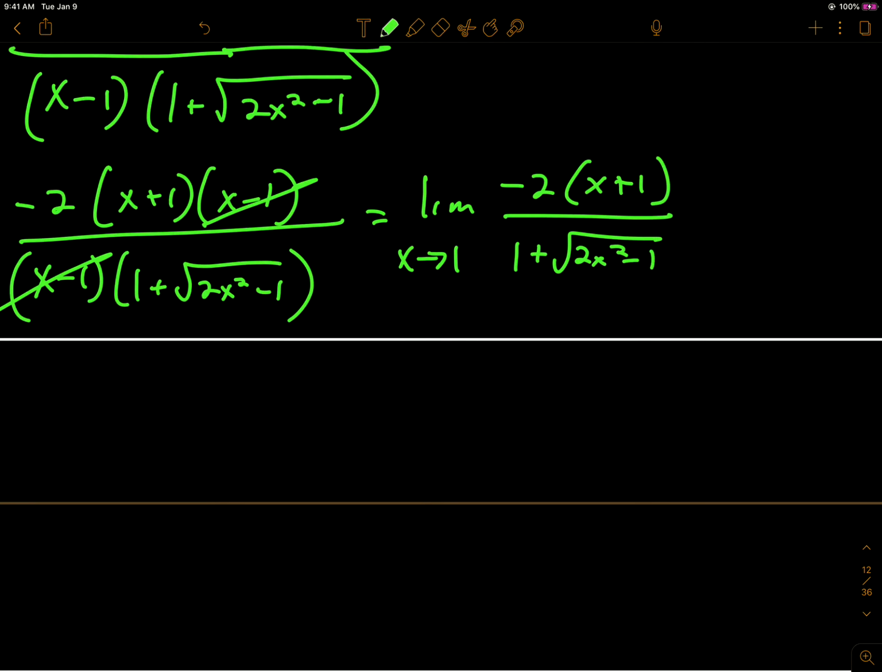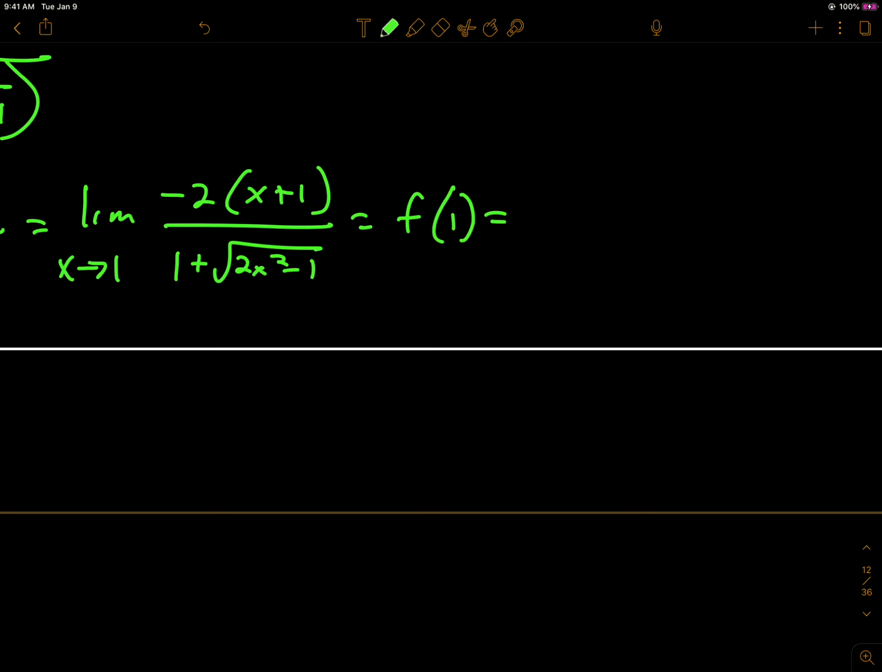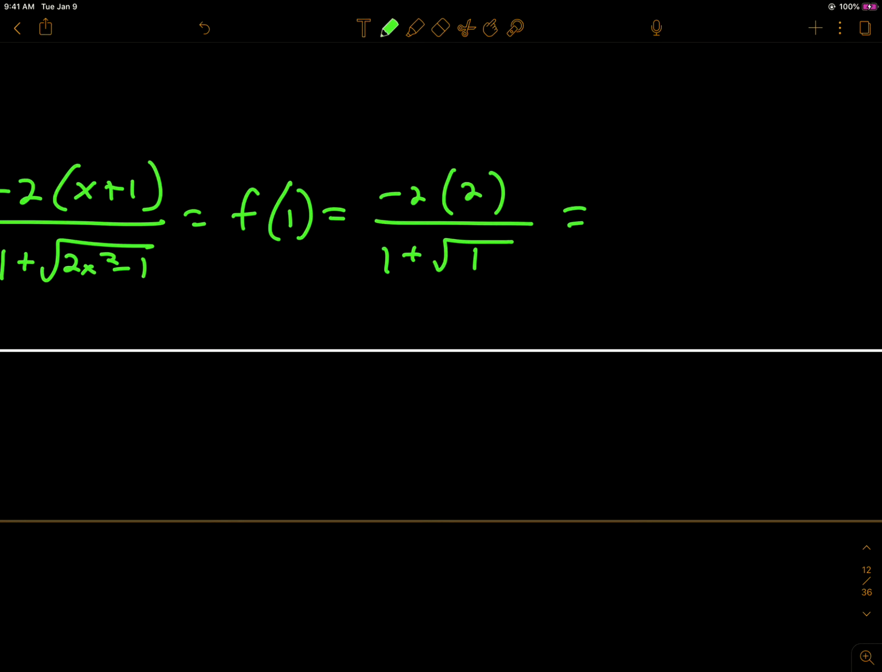So now I can plug 1 into it and see what I get. I can do direct substitution and it should work. I get negative 2 times 2, and on the bottom I get 1 plus the square root of 1. So I'm getting negative 4 over 2. So I'm getting negative 2.